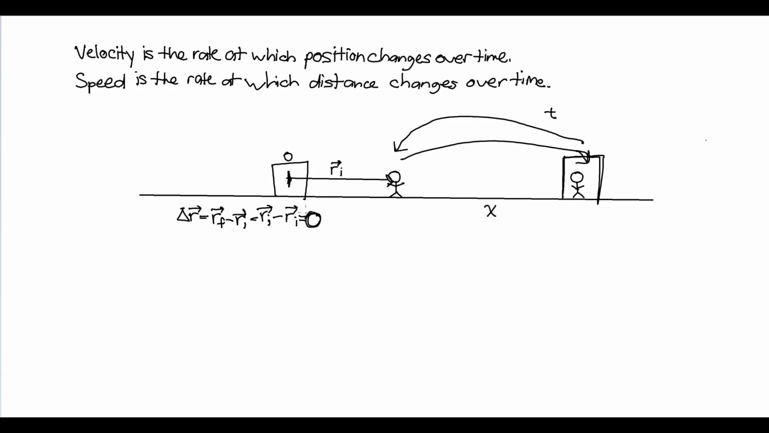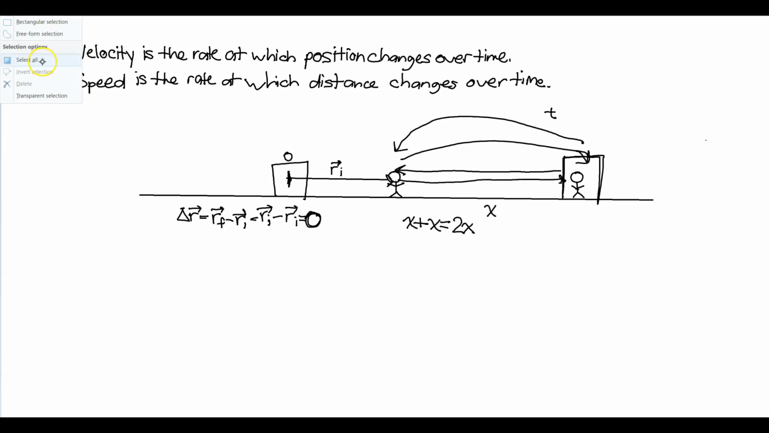Your distance is the total amount of ground you've covered. So if you walk x meters this way, then x meters that way, then you've traveled a total of x plus x equals 2x meters. That is your distance. If you move at all, your distance is always non-zero. Your change in position can be zero in certain situations, but if you're moving, then your distance cannot be 0. And your speed is the rate at which distance changes over time. The velocity is the rate at which position changes over time.